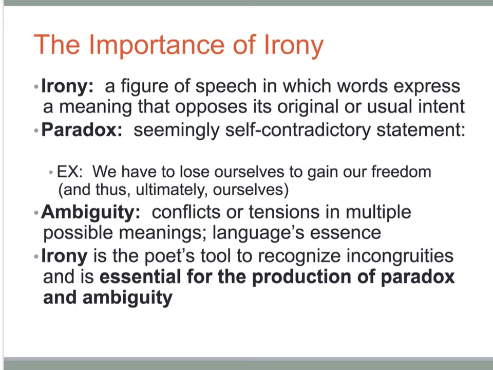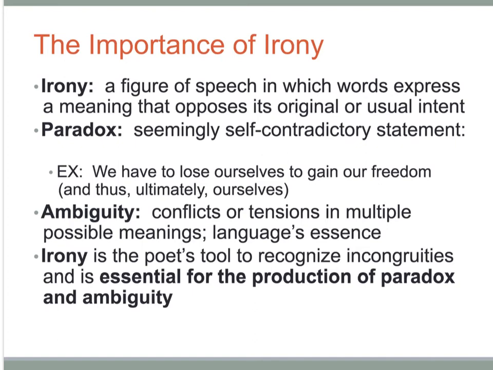As you know, a number of different terms came up when we were defining the New Criticism. One of them was irony. Everybody knows irony. In fact, they called the postmodern age and the post-postmodern age the age of irony. So, what is irony? Well, in verbal terms, it's a figure of speech in which words express a meaning that opposes its original or usual intent. Seemingly, a paradox is a self-contradictory statement such as always darkest before the dawn, or we have to lose ourselves to gain our freedom, and thus ultimately ourselves. Irony, I'm sure you can all think of a great example of irony. For instance, like rain on the wedding day. Remember Alanis Morissette's song? I know that's dating me, but it's a very good example.